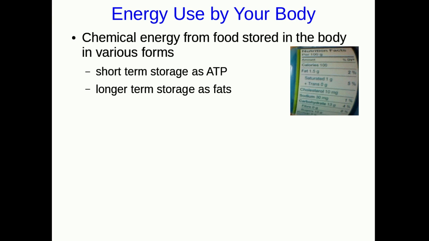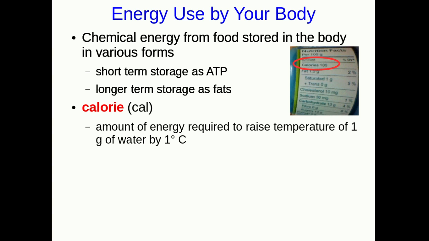And if you look at some food that I just took out of my fridge, you can see that the energy in this food is indicated. But it's not in the units we're used to. We're used to joules. This is being given in calories, so we'd better talk about calories. So a calorie with a little c is defined as the amount of energy required to raise the temperature of 1 gram of water by a degree Celsius. And it turns out to be 4.19 joules.